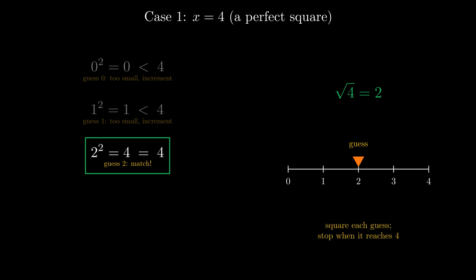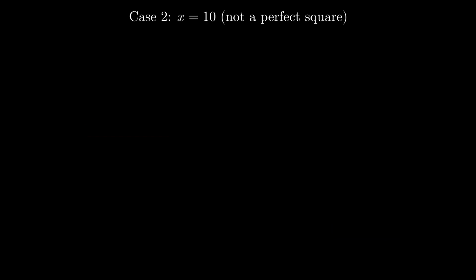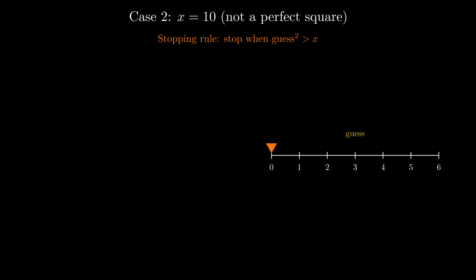Notice the pattern. Each step we square the current guess and compare it to 4. As long as the square is less than 4, we keep going. The moment it equals 4, we stop with a hit. Case 2. The number is not a perfect square. Say our number is 10. We use the same systematic approach, but now we need a little algebra, or we risk looping forever. Guess and check needs a finite set of candidates, so we need a rule to stop. The rule is this. Stop the moment our guess squared becomes bigger than the number.